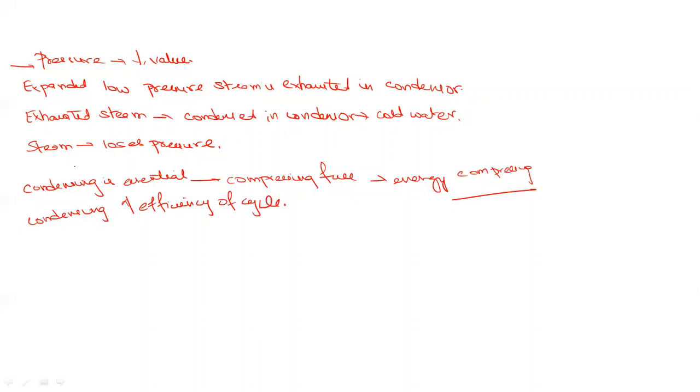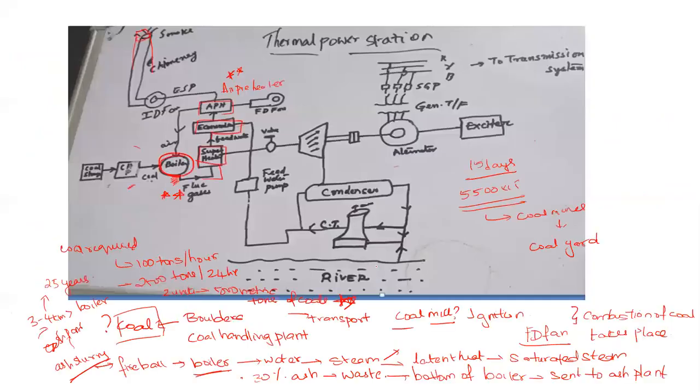Alternator. The steam turbine is coupled to an alternator. When the turbine rotates the alternator, electrical energy is generated. This generated electrical voltage is then stepped up with the help of a transformer. Please underline the transformer, and then it is transmitted to where it is to be utilized.